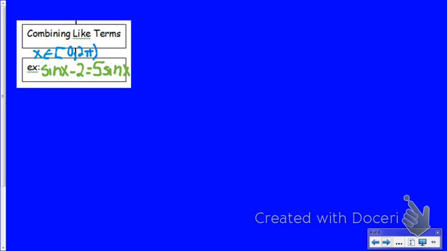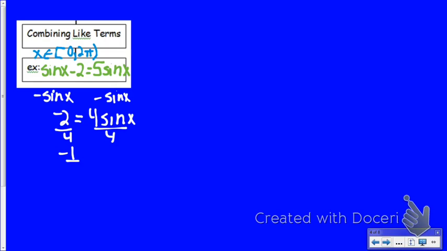So I'm going to subtract sine from both sides. So that's going to leave me with negative 2 over here, and then 5 sine minus sine. If I have 5 sines and I take away 1, I have 4 sines left. And then I'm just going to get the trig function by itself. So I'm going to divide by 4. And I get that sine of x is equal to negative 1/2. And then this is just a regular inverse question like we've been solving.